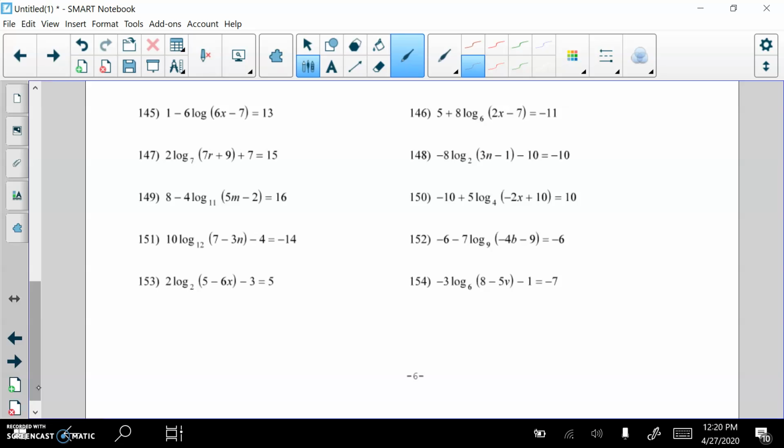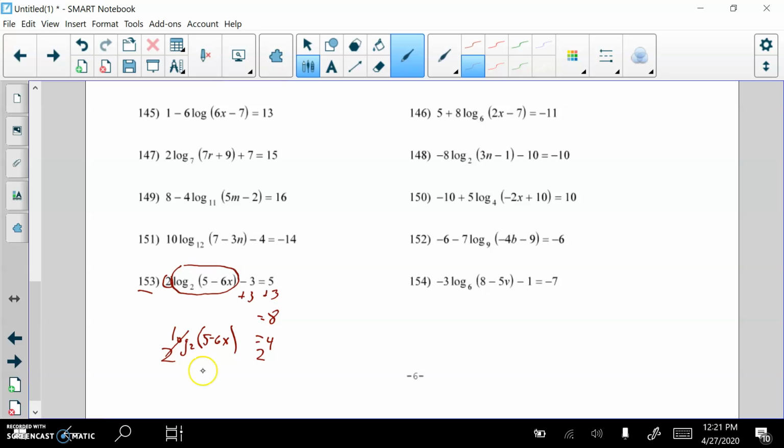Looking over here, dropping down to 153. Y'all don't have this piece of paper, so I'm going to send it to you as a PDF. On a question like number 153, remember you want to isolate your function. This is my function. And so I want to add 3, gets me equals 8. Then I want to divide off that 2, it gets me equals 4. So log base 2 of 5 minus 6x is equal to 4.